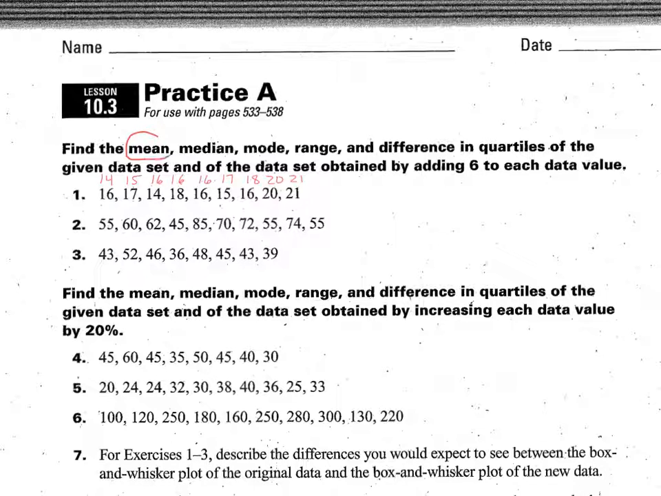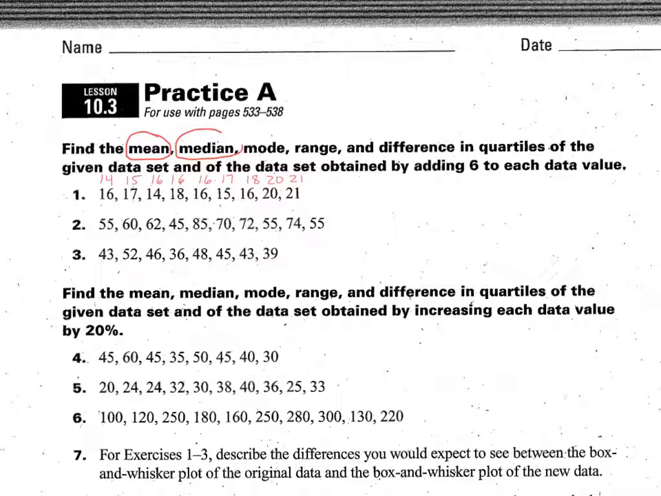So mean is the average. So you're going to want to add all the numbers in the list and then divide by the number of numbers there are. So in number 1, I'm going to add 14, 15, 16, 16, 16, 17, 18, 20, and 21, and divide by 1, 2, 3, 4, 5, 6, 7, 8, 9. And that'll be the average.